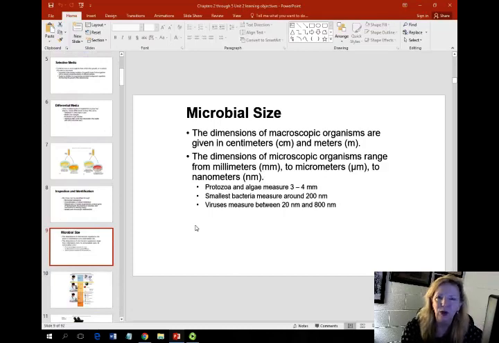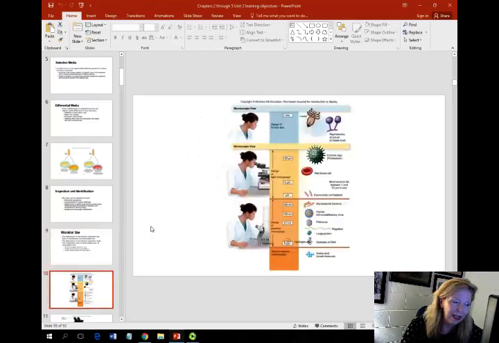As far as microbial size goes, we understand that human cells are huge, and they're much, much bigger than bacterial cells. So this slide gives you a little bit of an idea about the differences in the sizes when we're talking about bacteria versus protozoa versus fungi versus human cells, and then even viruses, which are the smallest things that we know that can cause disease. Again, your textbook does a good job of giving you a visualization with some of these graphics about how small some of these microbes can be.